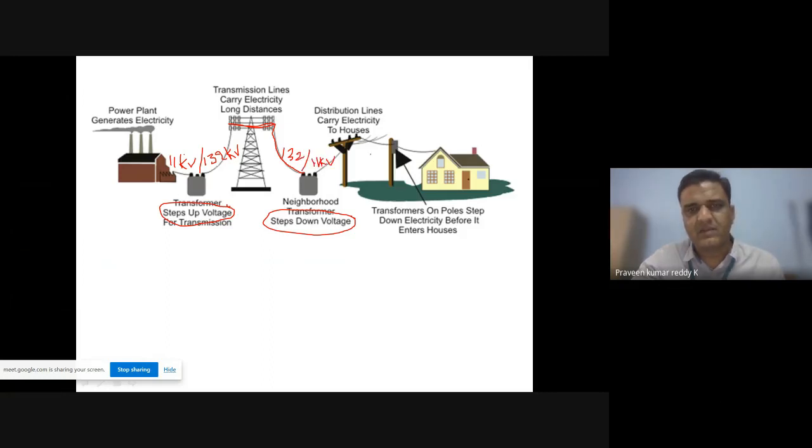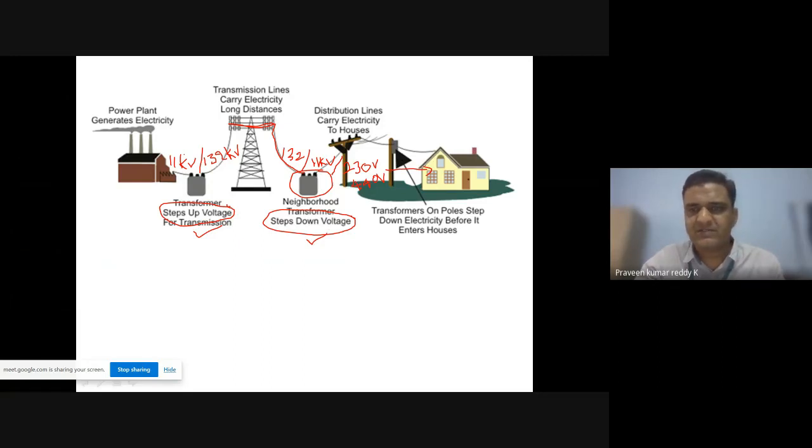and from 11 kV we have some other transformers where we again step down the 11 kV to either 230 volts phase voltage or 440 volts line to line voltage, which are the voltage levels we generally use in our homes. So we have transformers in the power systems. One type of transformer is the step up transformer, the other type is the step down transformer.